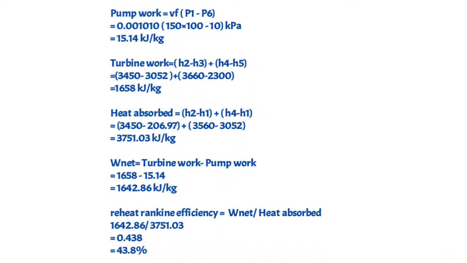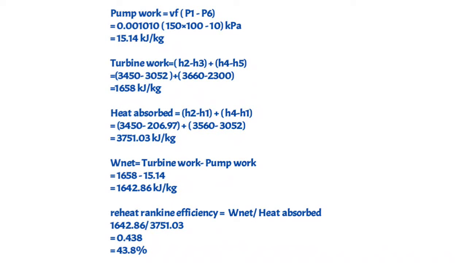And we have to multiply this difference in pressure with specific volume for the saturated water, or we can say saturated liquid at point 6. So this Vf we have to take from the steam table. So pump work is equal to 0.001010 multiplied by, in the bracket, 115 times 10 raised to 2 minus 10, and which is equal to 15.14 kilojoule per kilogram.